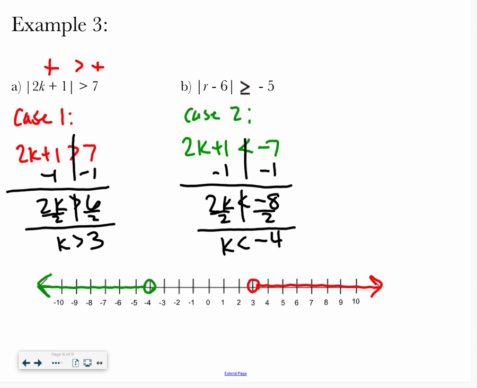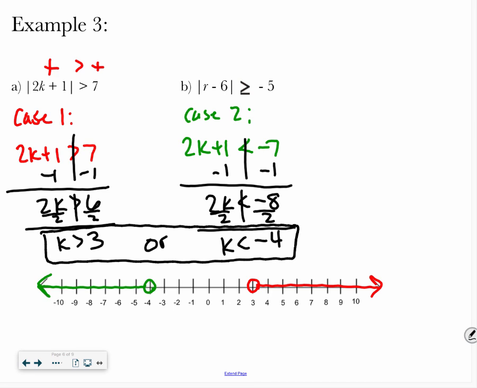In order to write this solution, I'm going to expect you to write k is greater than 3 or k is less than negative 4. If you don't feel comfortable writing that, you can try writing set builder notation. It ends up being a little bit different for the or instead of the and. Remember the last couple examples were and problems? This problem's an or compound inequality.